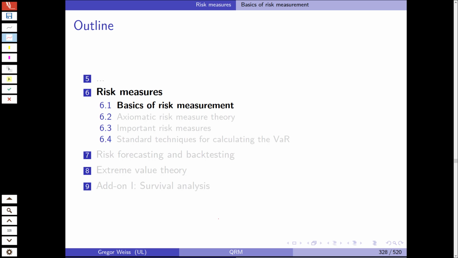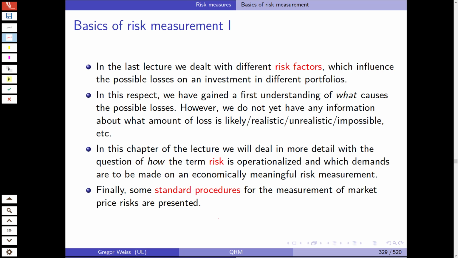We'll start with the basics of risk measurement, talk a little bit about axiomatic risk measure theory, and talk about some important risk measures later on. Now, we've talked about risk factors in the last two lectures actually. We've seen that these influence the possible losses on an investment. What we haven't talked about is what we should do next.